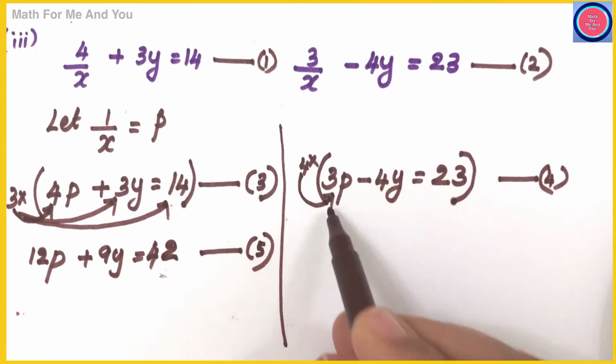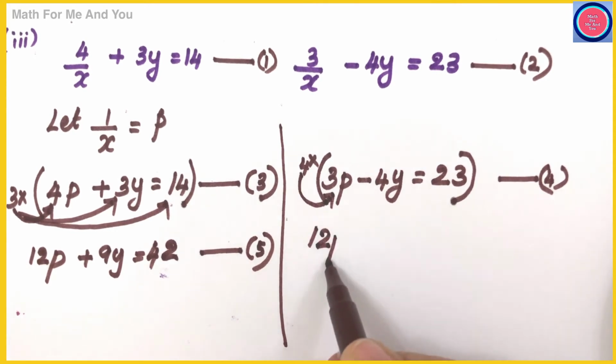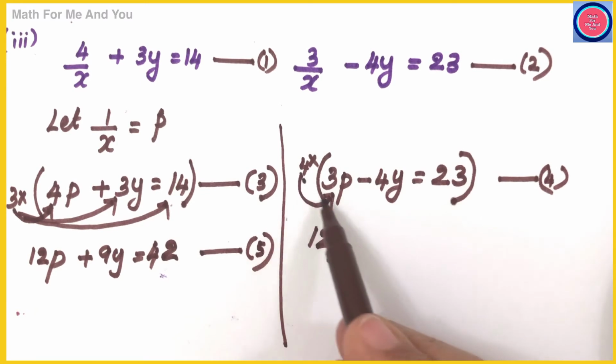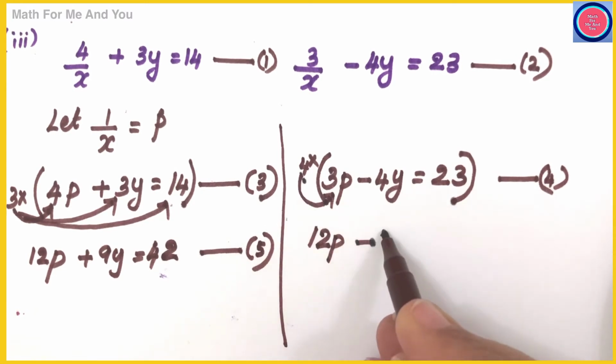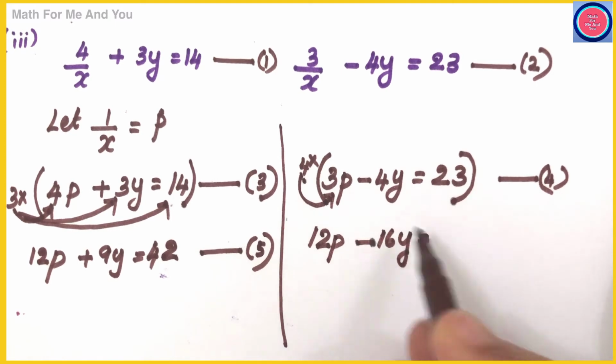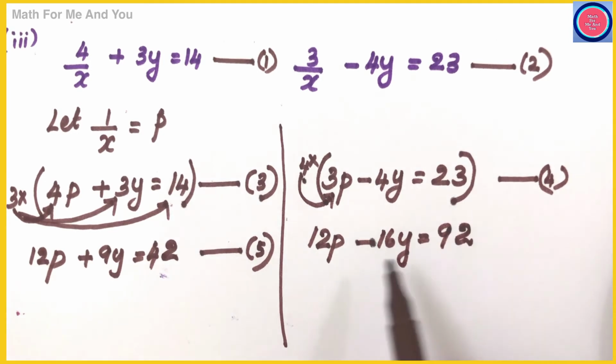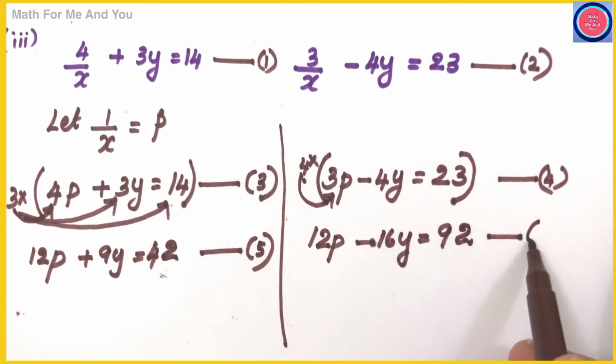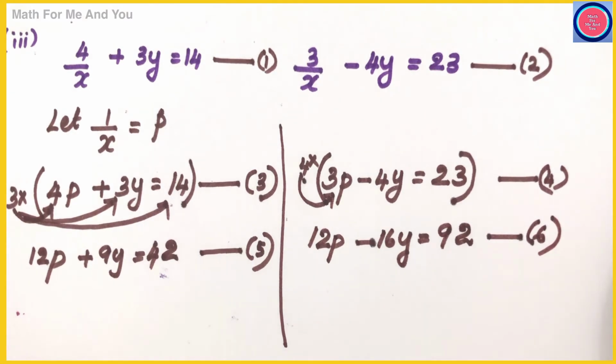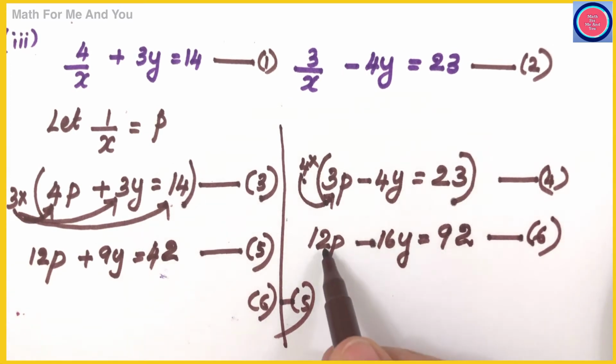Okay, here we can open the bracket with 4 times. 4 times 3 is 12p. 4 times minus 4y. Negative is there, so it is minus 16y is equal to 4 times 23. 4 threes are 12, then 1 there. 4 twos are 8 plus 1, 9, 92. This is equation number 6. Now you can see both equation number 5 and 6 with coefficient of p is 12. We can eliminate p. How can we do that? Take equation number 5 minus equation number 6 or equation 6 minus equation 5. I am doing equation 6 minus equation 5.